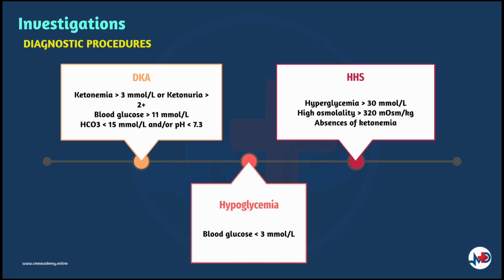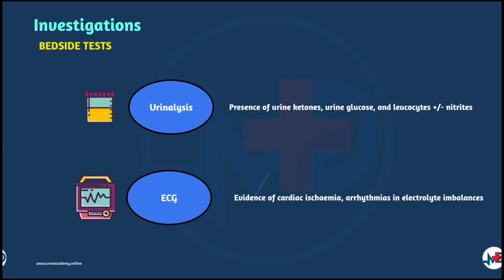For HHS, on the other hand, there needs to be presence of hyperglycemia of more than 30 millimoles per liter, mild or absent ketonemia with a blood ketone level of less than 3 millimoles per liter, and high osmolality of more than 320 milliosmoles per kilogram.